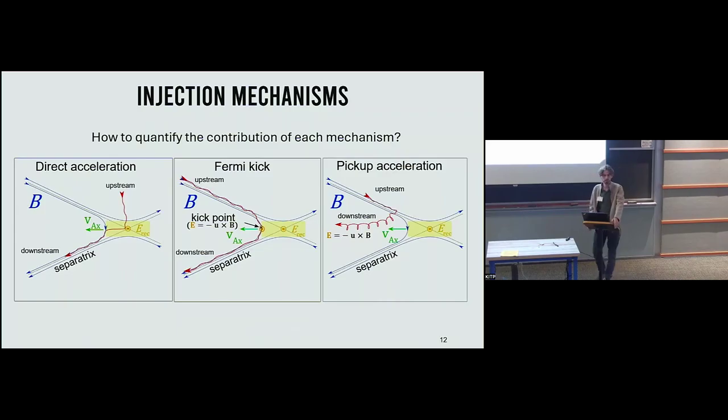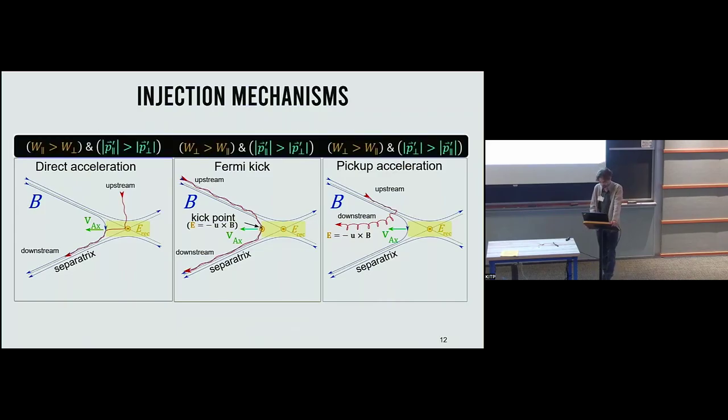Seems complicated. But luckily, each mechanism imparts a different experience to the incoming particles, meaning that different electric fields accelerate them and they gain different components of momentum. So in fact, we can use these differences to identify and characterize each mechanism. In direct acceleration, the non-ideal electric field is accelerating, and if there's a sufficient guide field, W parallel can represent it very well. And of course, these particles gain parallel momentum.